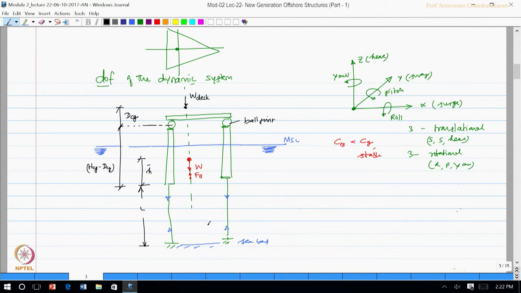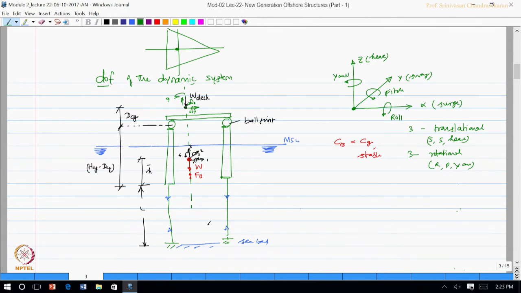Now if I try to mark the degrees of freedom at this point, I have 1, 2 and 3 translational, 4, 5 and 6 as rotational. So I have 6 degrees of freedom for the buoyant legs. Now the rotations are not transferred to the deck, therefore I will have additionally 3 more degrees of freedom, which will be 7, 8 and 9 for the deck.